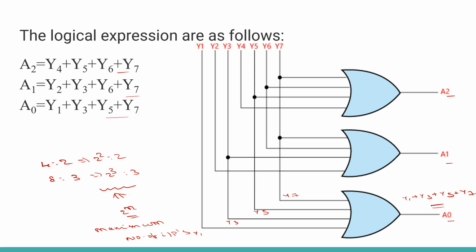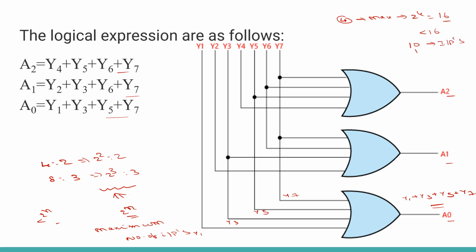Sometimes inputs are less than the maximum number, that is, less than 2 power n. Now we will go for one such example. Suppose with four variables, the maximum number is 2 power 4, that is 16. But we are not going for 16 inputs. We are going for less than 16, for example, with 10 inputs.